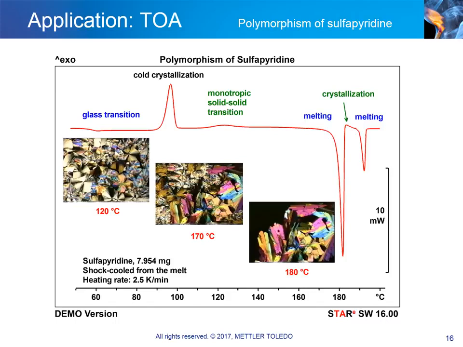After the monotropic solid-solid transition, some new large crystals are present. The less stable crystals melt at around 175 degrees Celsius. A part of the melt crystallizes to the most stable crystals. The stable crystals finally melt at around 192 degrees Celsius.